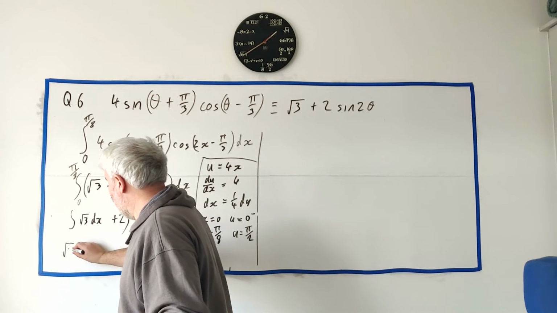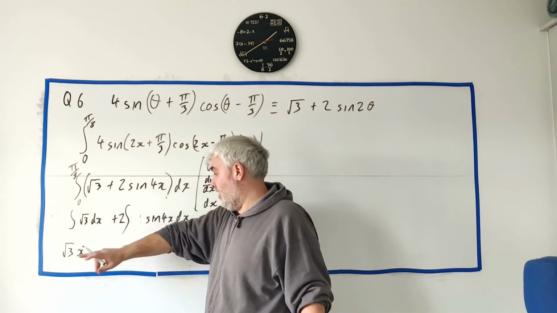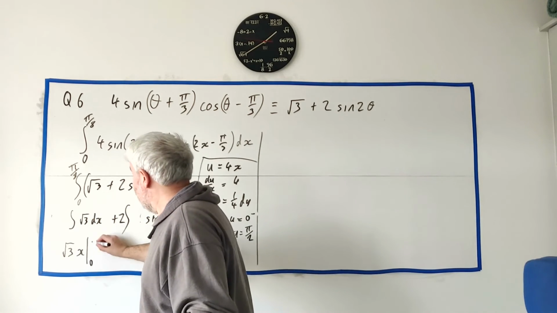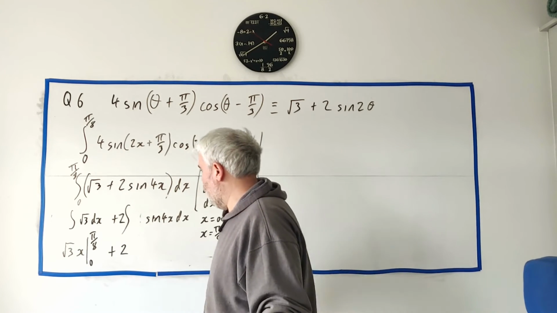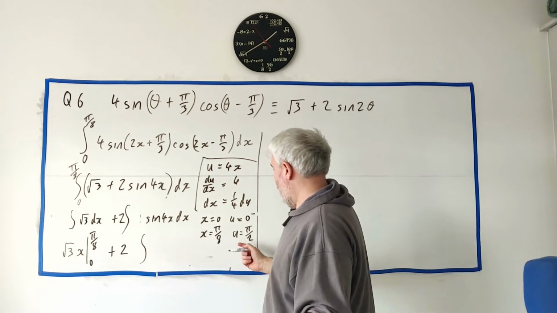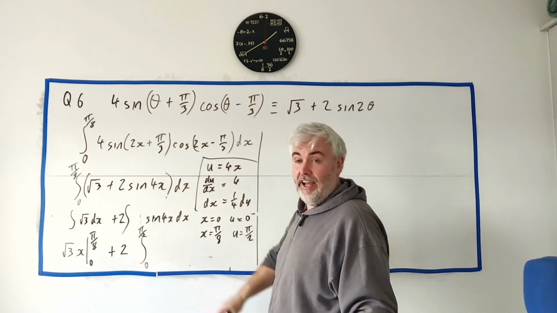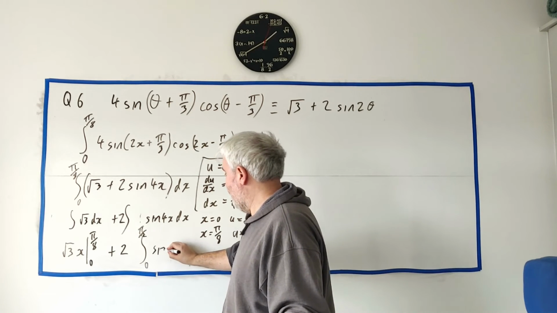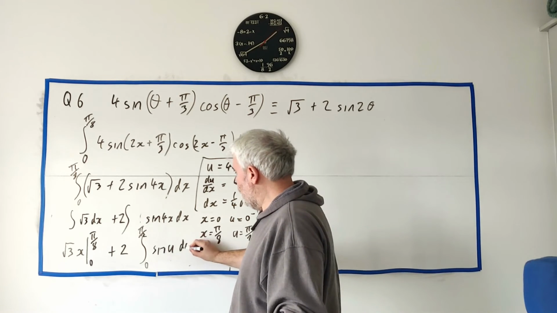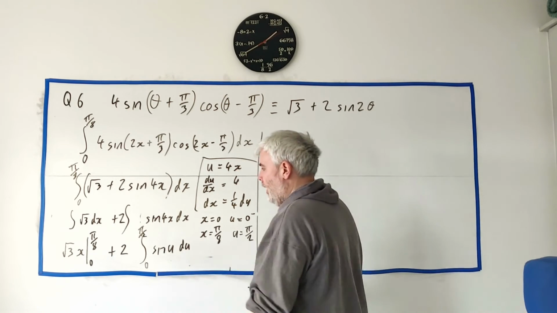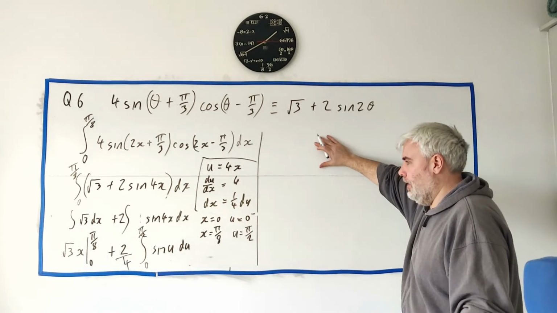This is square root of 3x. The integral of a constant is just multiplied by x. That's between 0 and pi over 8. But instead of this guy, I'm going to go 2 times the integral of 0 to pi over 2. Instead of sine 4x, I'm going to go sine u. And instead of dx, I'm going to go du divided by 4. And I'll put that 4 out here. Okay, let me continue over here.